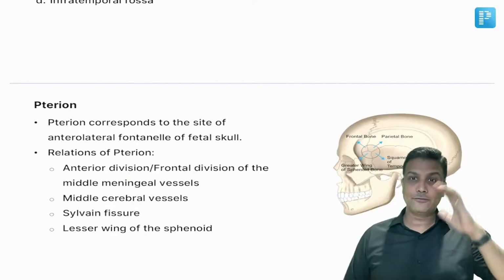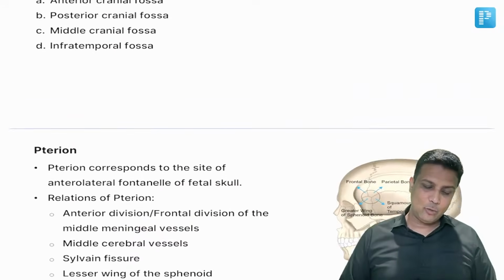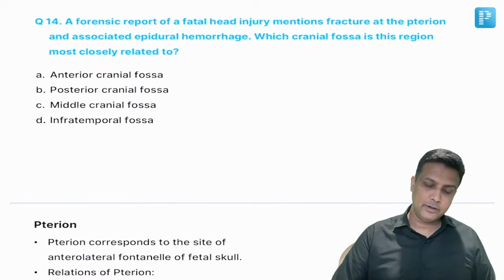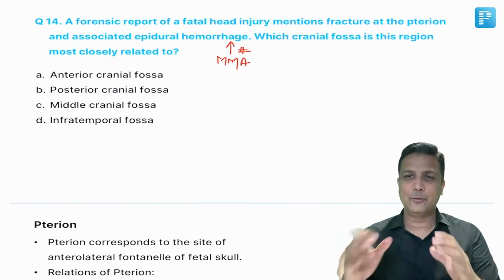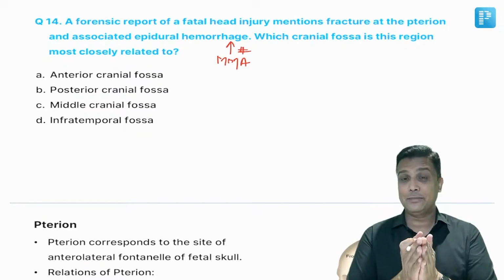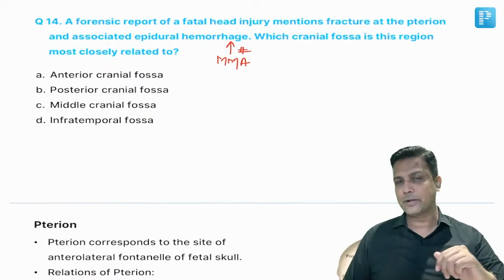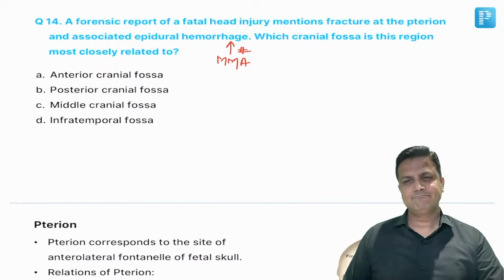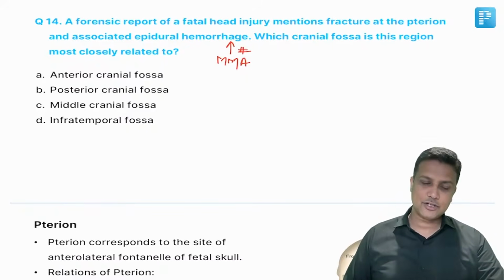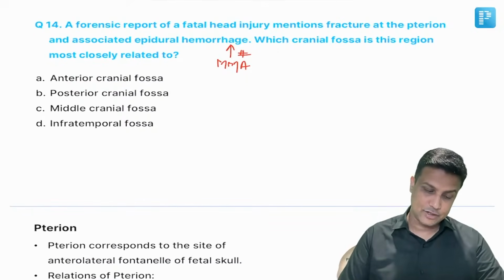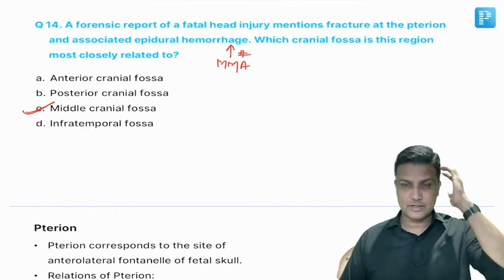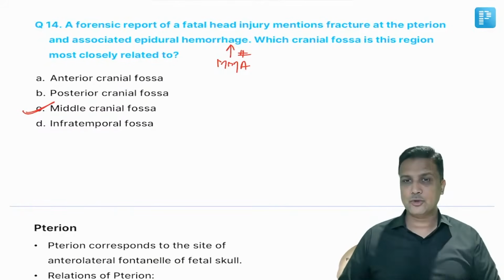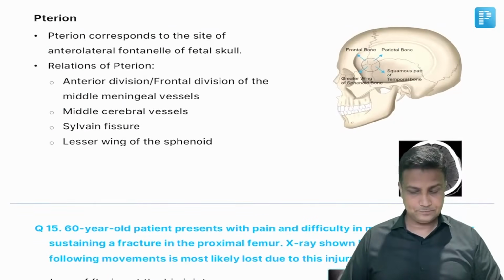So if there is a hit here, of course, the middle meningeal artery will be ruptured. And whenever the middle meningeal artery is gone, remember, it will lead to epidural hemorrhage. You remember that idli-shaped or biconvex hemorrhage, and then the lucid interval will be present over there. So for that epidural hemorrhage, the question here is, it is present in which cranial fossa? Remember, if there is a hemorrhage here, it will be present in the middle cranial fossa, because the pterion actually corresponds to your middle cranial fossa.